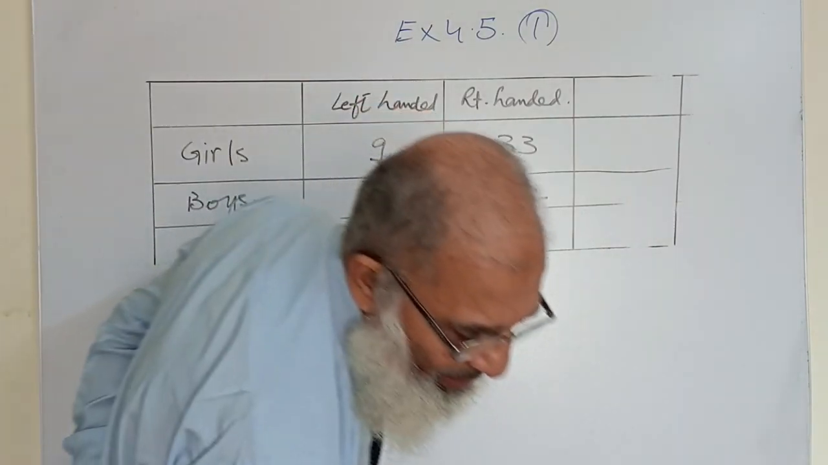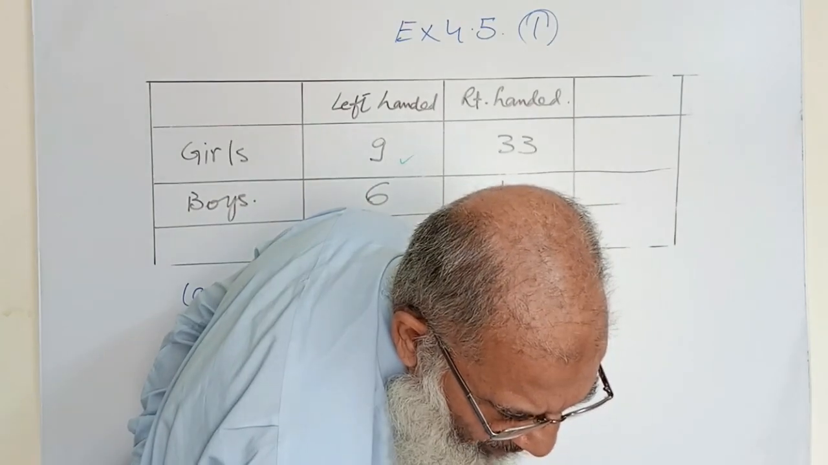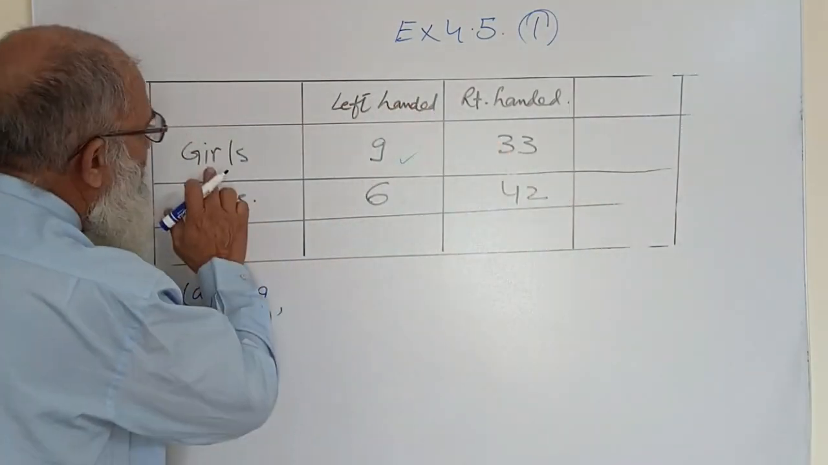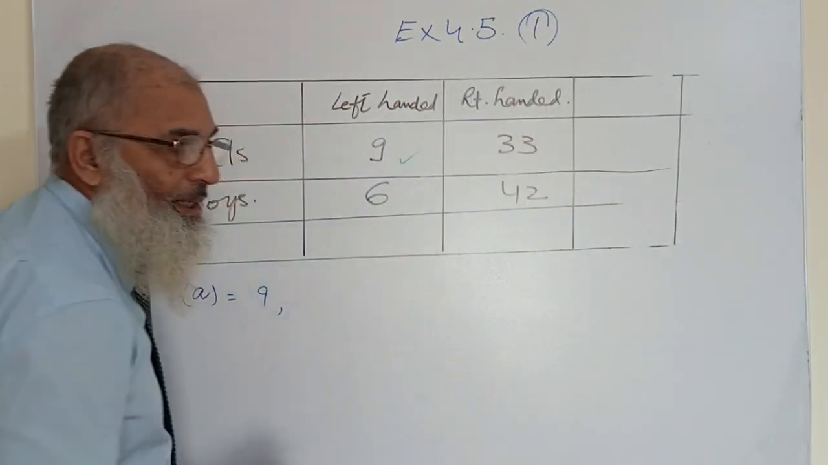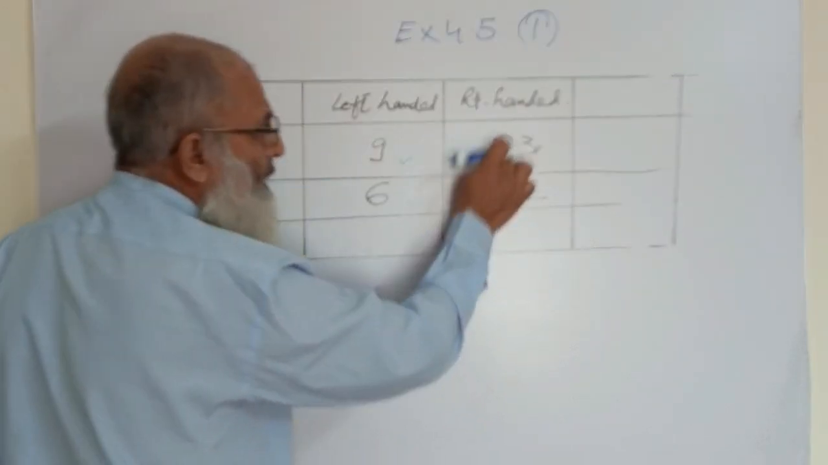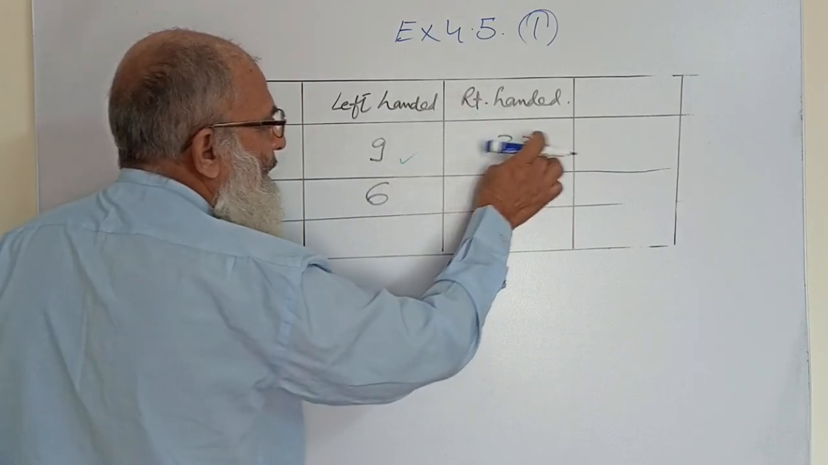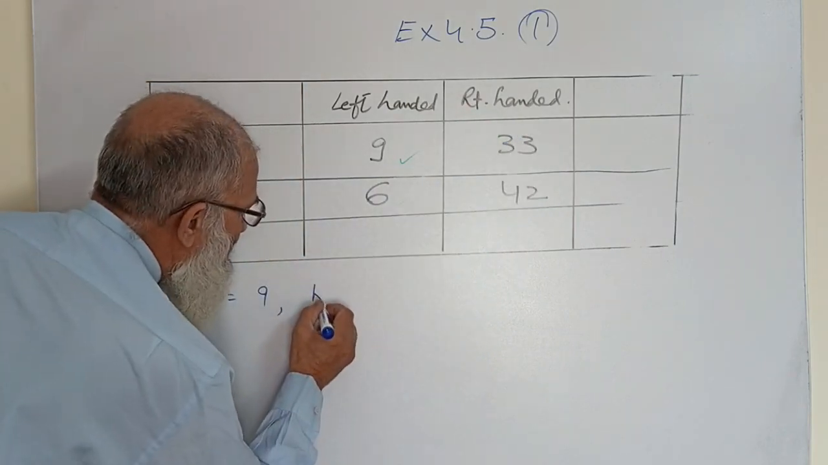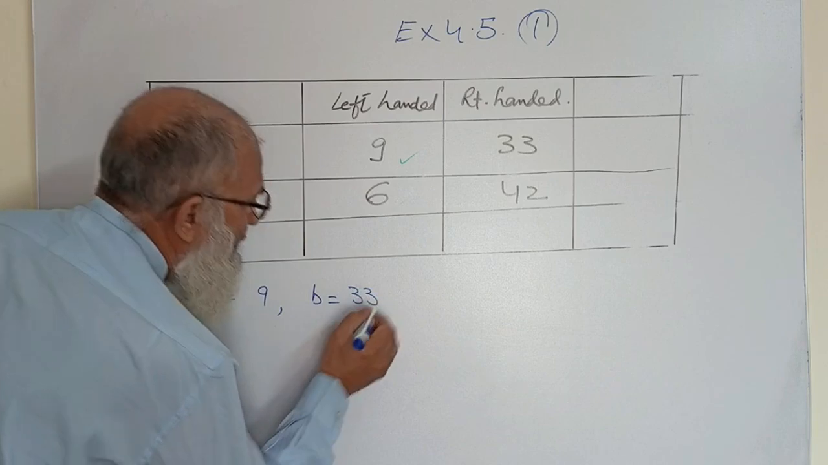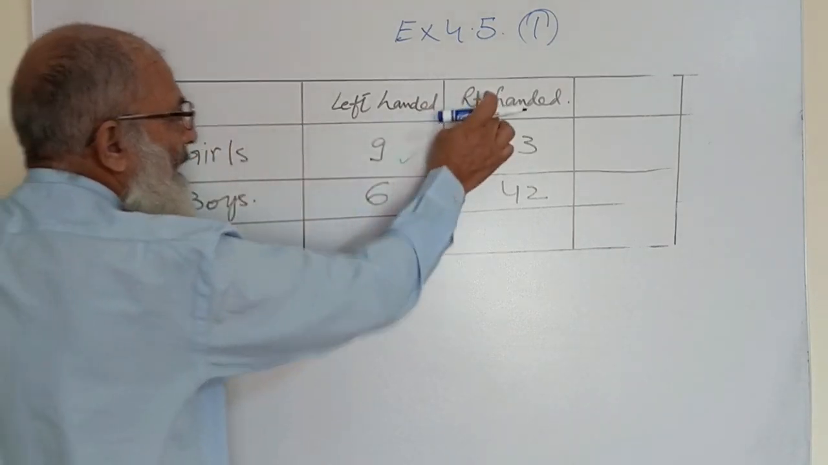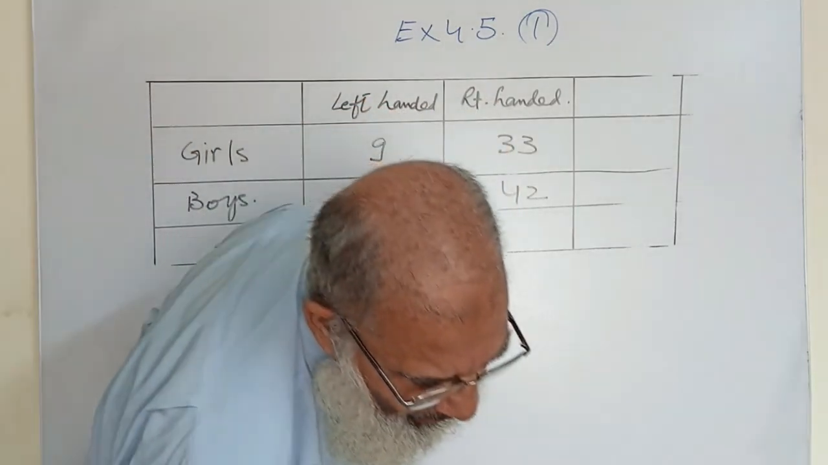Okay. The B. How many of the girls are right-handed? We have to go from here, then from here, where the two lines cross, that is 33. B is equal to 33 girls. 33 girls are right-handed.